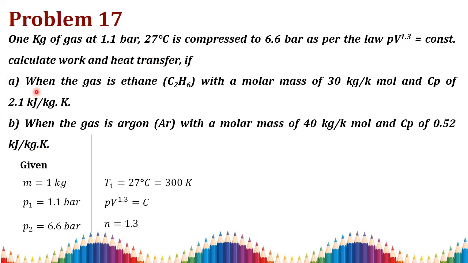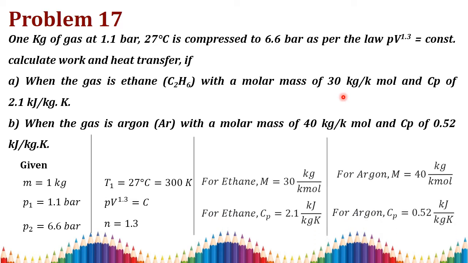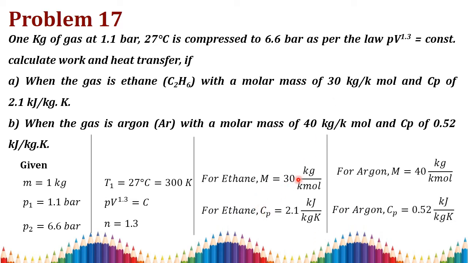So what is the first case they have given? When the gas is ethane, that is C2H6, with a molar mass of 30 kilogram per kilomole, that is M is equal to 30 kilogram per kilomole, and Cp is 2.1 kilojoule per kilogram Kelvin. Then in the second case, the gas is argon with a molar mass of 40 kilogram per kilomole and Cp is 0.52 kilojoule per kilogram Kelvin. So with this, we need to find it out for both the cases.